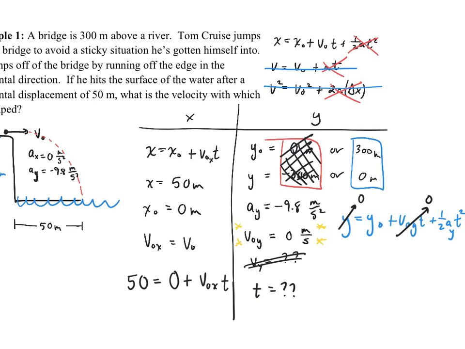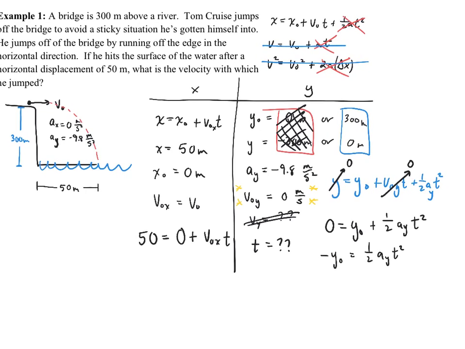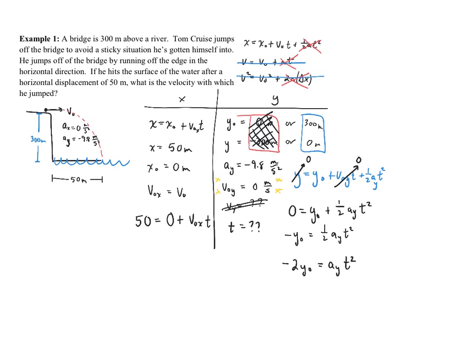So watch what I'm going to do here. I'm going to write what it becomes. This equation becomes 0 equals y0 plus 1/2 ay t squared. That's what it becomes. And then if I solve this for time, I'm going to subtract y0. I'm showing the steps today. I'm not going to show these steps ever again. I'm then going to double to get rid of the 1/2. I'm then going to divide by a.